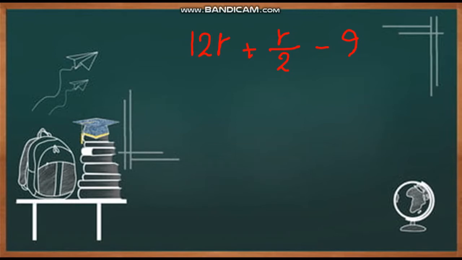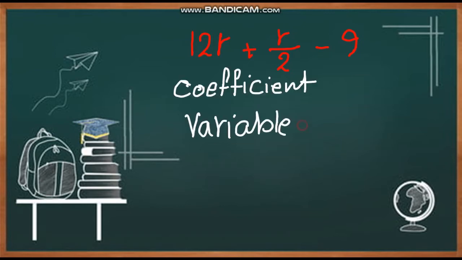Identify the variable and the coefficient in this algebraic expression. We have here 12r plus r divided by 2 minus 9. So the coefficient is a number that is multiplied by a variable. Here 12 is multiplied by a variable, so 12 is the coefficient. And what about the variable? The variable is the symbol that represents the unknown quantity, which is r.